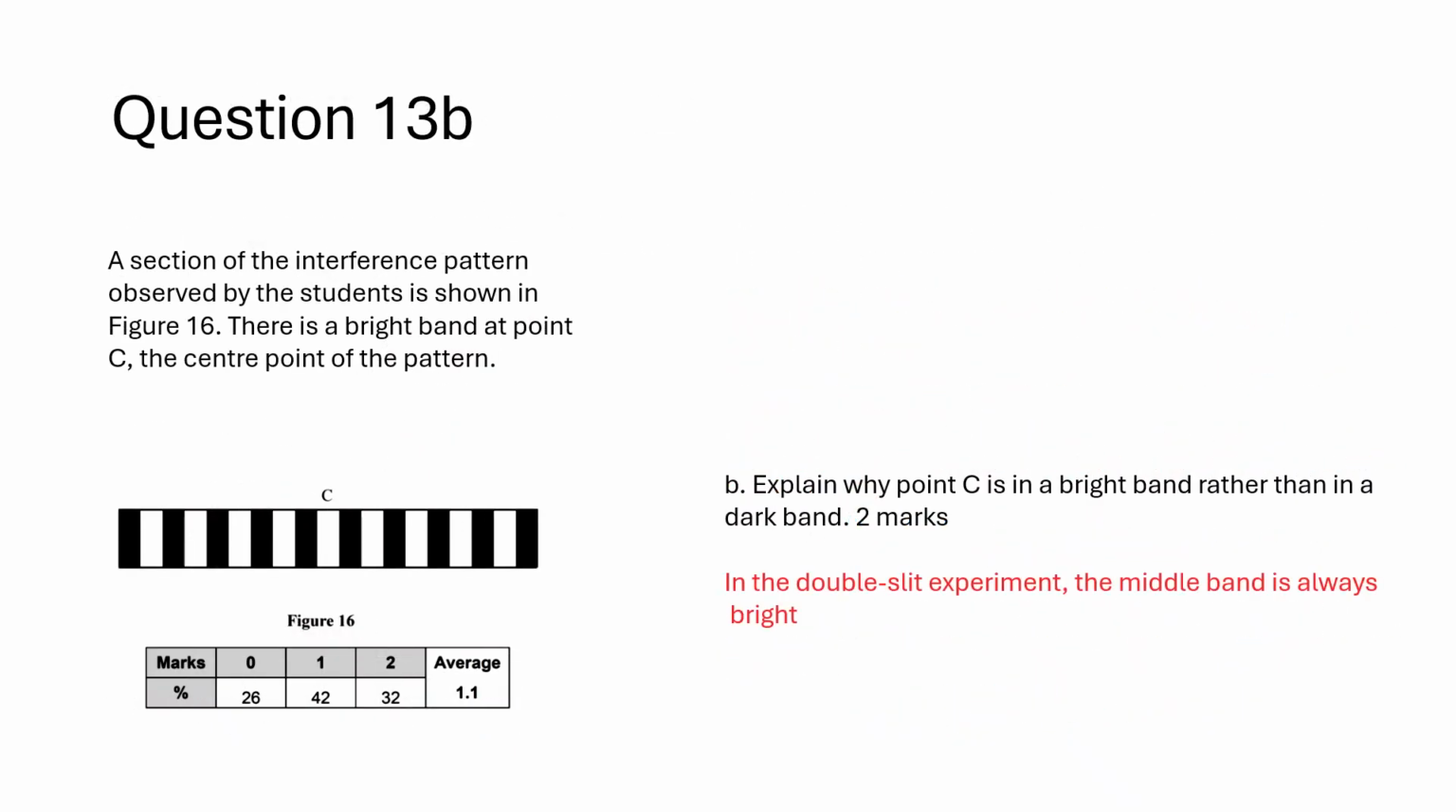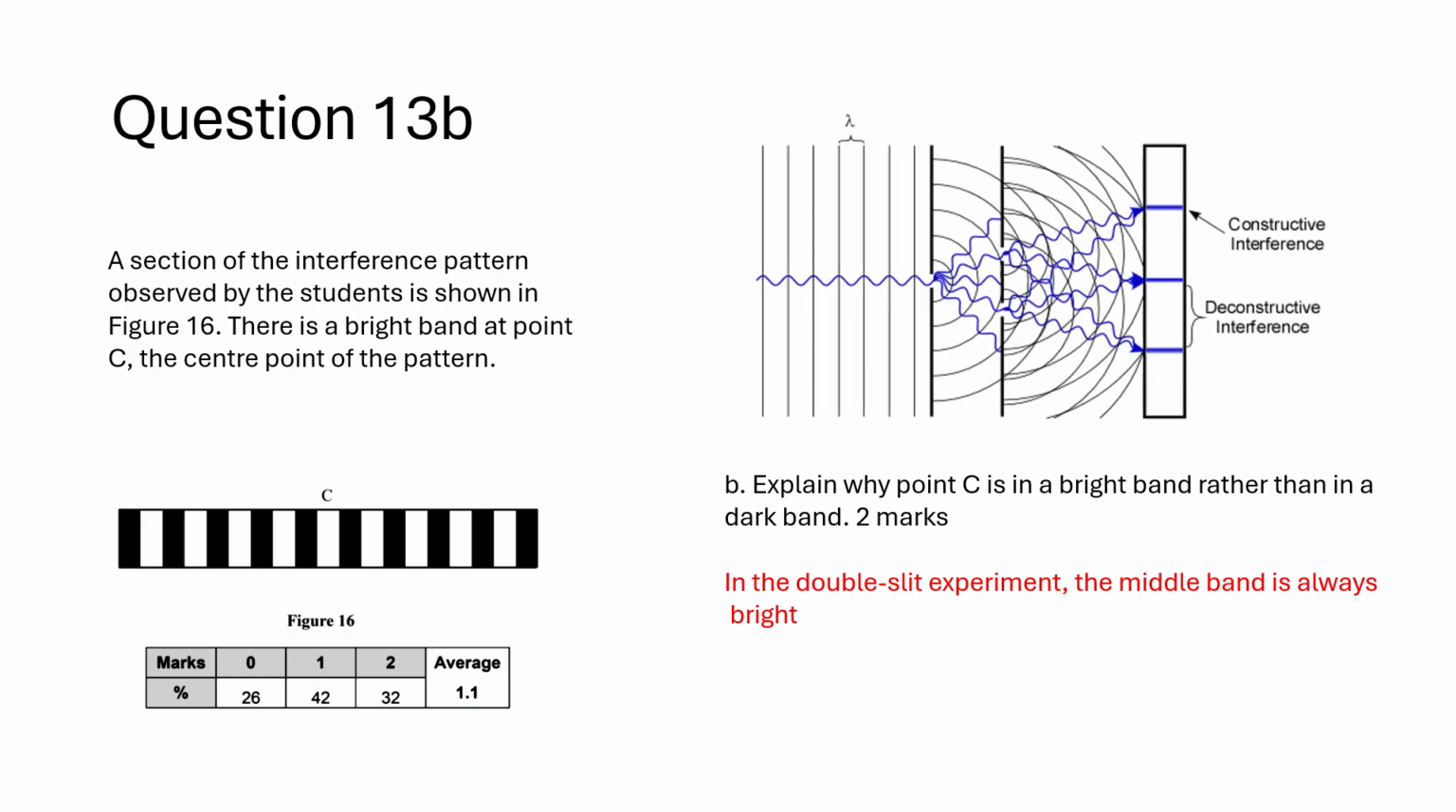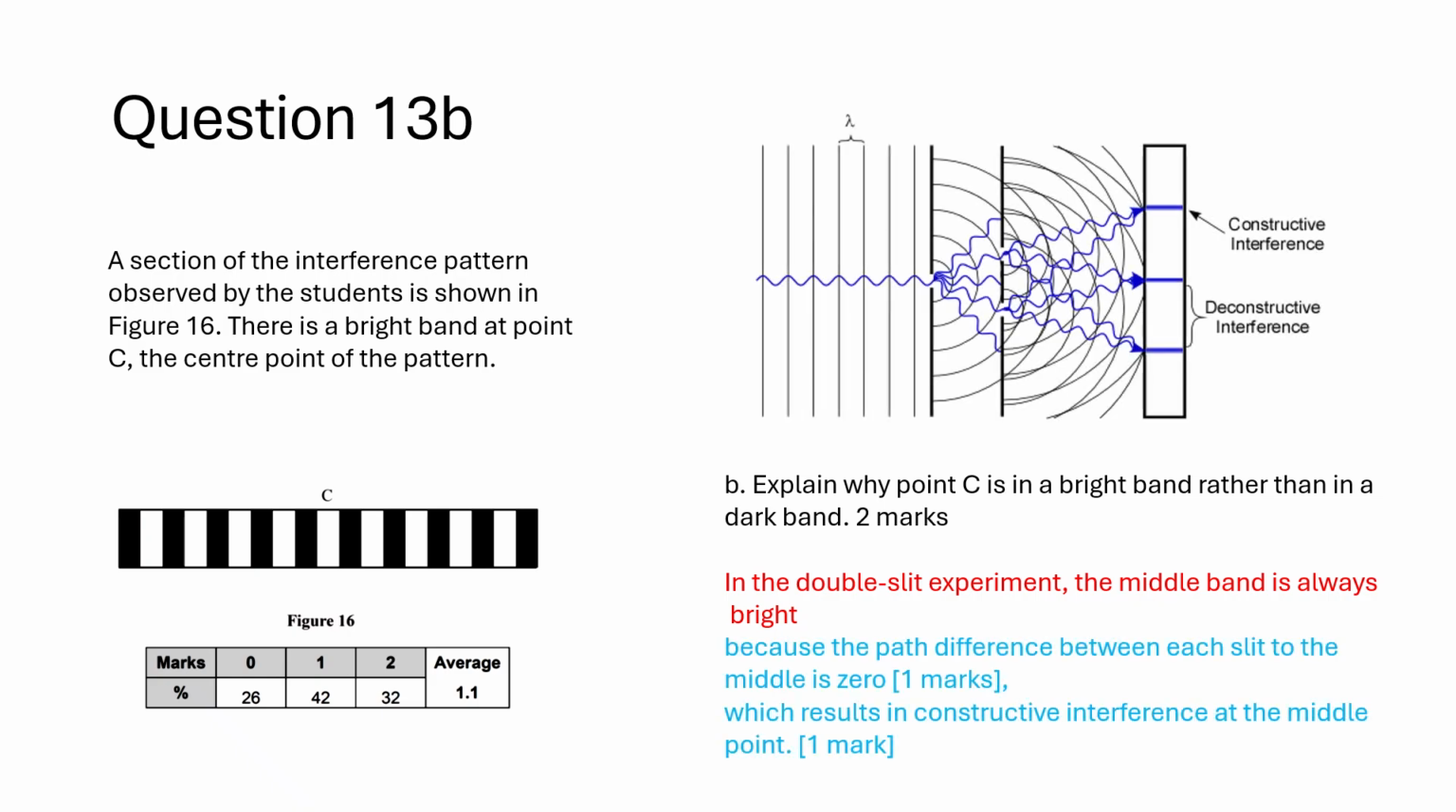In the double-slit experiment, the middle band is always bright because the path difference between each slit to the middle is zero, which results in constructive interference at the middle point.